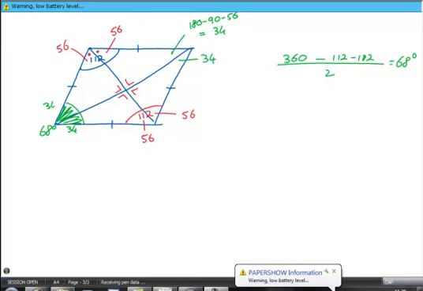Neither way is better, it just depends on what way you can see it, and sometimes depends on the information in the question, but you do need to know both methods. Okay, that's all of those questions.